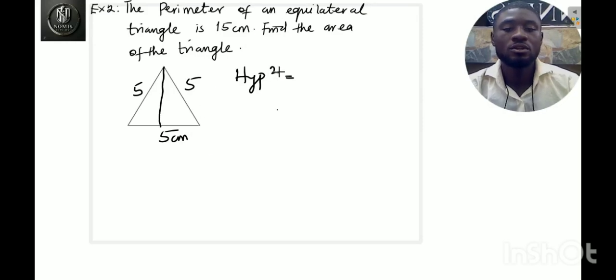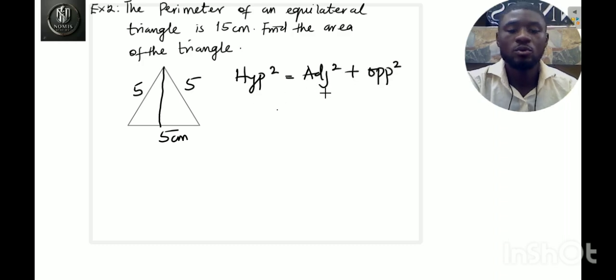So we have hypotenuse squared is equal to adjacent squared plus opposite squared. So with this, I can tell the height. Remember that the hypotenuse is 5, that's the longest side. If we take this side, that's the longest side, that's 5 squared, equal to, what about the adjacent? Now the adjacent is this.